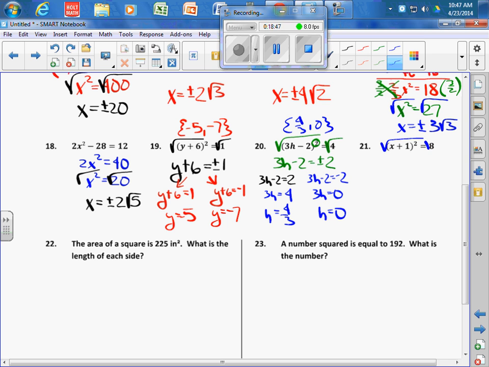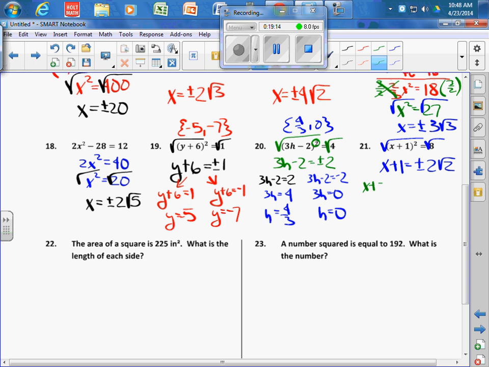Square root of both sides here. I'm going to have x plus 1 is equal to, square root of 8 is what? Plus or minus 2 radical 2, right? Well, I'll get it right here in a second. Plus or minus 2 radical 2. Now I'm going to write two equations.